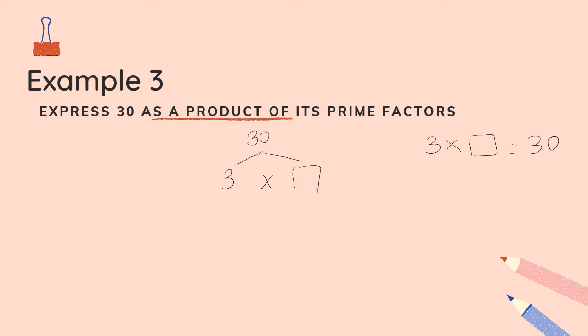Can you think of a number? You can check your timetable chart as well. So it's 3 times 10. So we know that 3 is a prime number. So we're going to circle that 3 and we're going to stop there. Next, we can branch this out again.